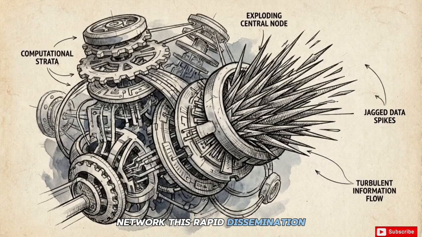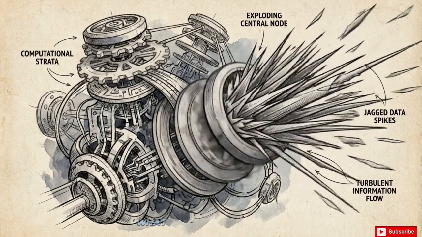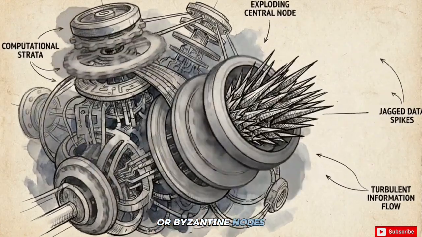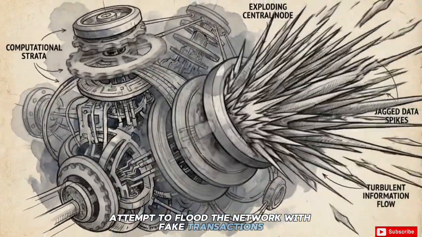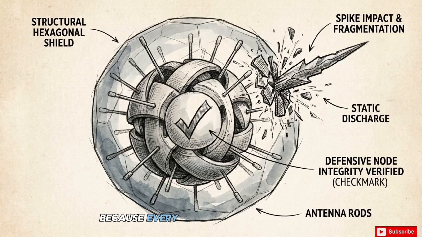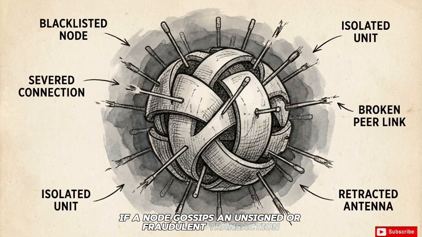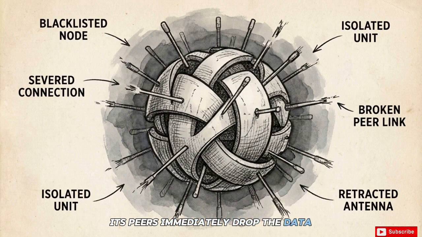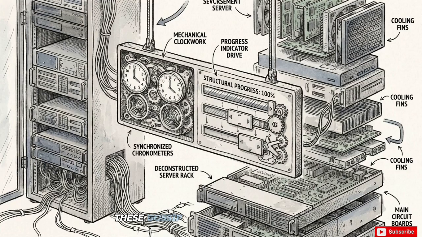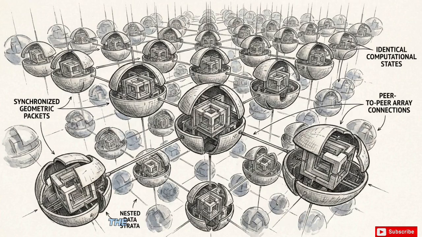This rapid dissemination introduces a specific vulnerability. What happens if malicious or Byzantine nodes attempt to flood the network with fake transactions during the gossip process? Because every valid message carries an ECDSA digital signature, receiving nodes can instantly verify the authenticity of the data. If a node gossips an unsigned or fraudulent transaction, its peers immediately drop the data and blacklist the offending node. These gossip protocols guarantee what engineers call eventual consistency. Within seconds, the entire global network possesses an identical pool of pending transactions, ready for the next phase of validation.